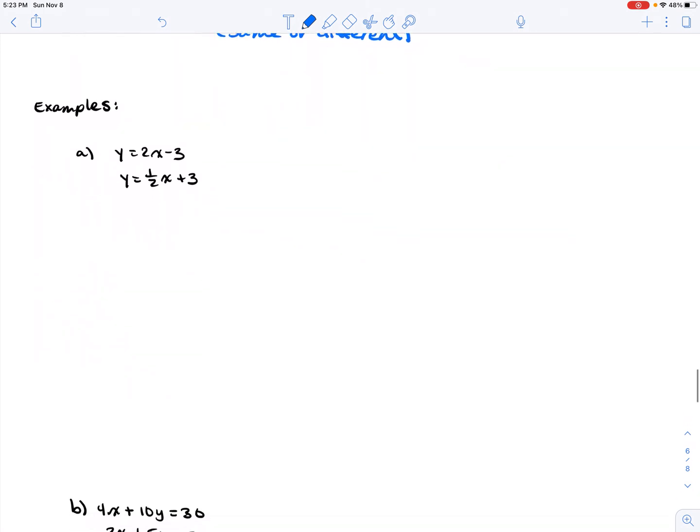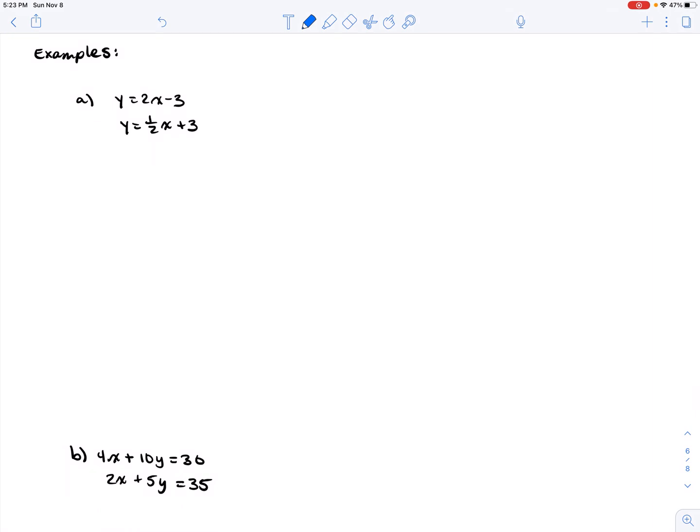We have the linear system of y equals 2x minus 3, and y equals 1/2 x plus 3. So the first thing is, are they both in slope-intercept form? Yes. So these ones are both slope-intercept form.